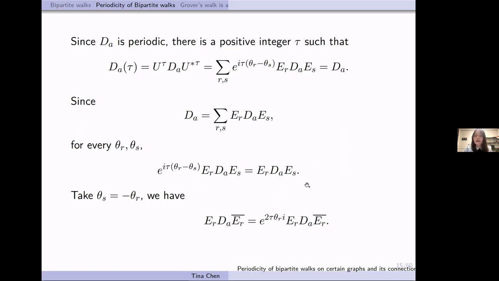And since θ_r and -θ_r are always a pair of eigenvalues that are algebraic conjugates of each other, they will always be in the same eigenvalue support. So you know that you can actually take this θ_s to be -θ_r. So in that case, we will have this last equation here.